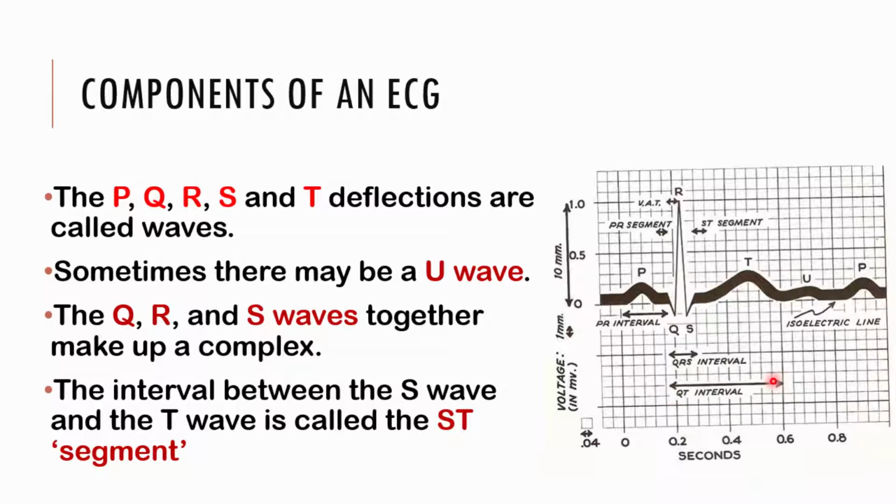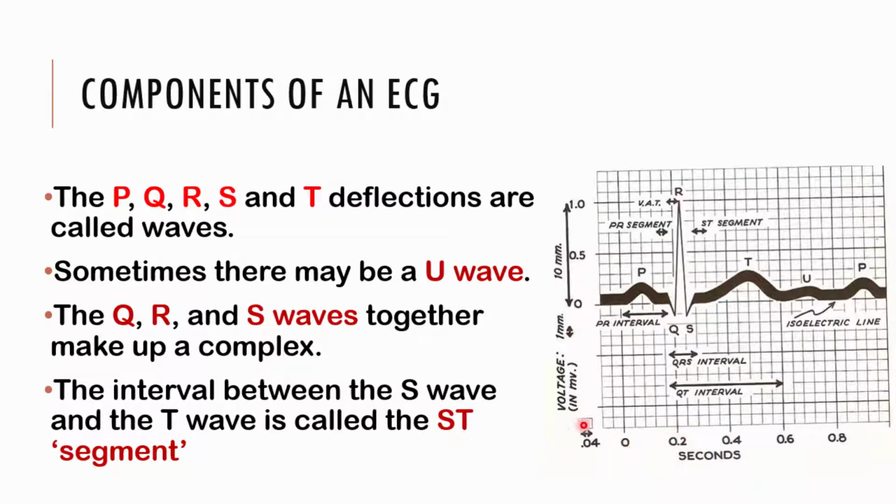Okay, so these are the basic components of the ECG. And remember that the ECG is going to have small boxes and big boxes, depending on the speed. Remember I said that we should keep in mind that we're going to be using a speed of 25 millimeters per second. So each small box will represent 0.04 seconds, which means that each large box is going to represent 0.2 seconds.